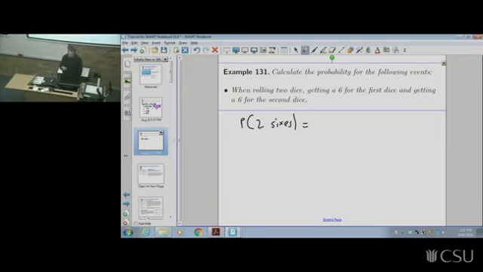So what's the probability of the first dice being a 6? 1/6. And the second one? 1/6. Because they're independent, you just multiply them together, and you get, as you quickly said, 1 over 36. Because they're independent, you can do it very quickly. So independence is nice in that circumstance, and that's the situation you want to try to manufacture if you can.